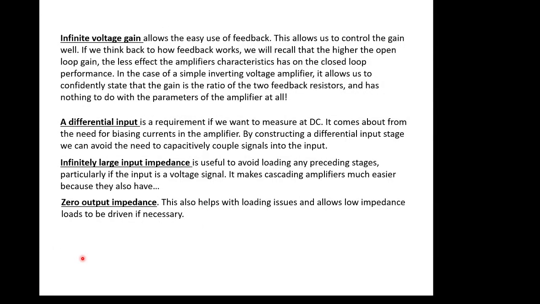So why do we want infinite voltage gain in an op-amp? It sounds like a very bad idea, really. But what it does is it allows easy use of feedback. And feedback is really helpful because it allows us to control the gain of a system really, really well. So if you think back to how feedback works, and I hope you remember this, the higher the open loop gain, the less effect the amplifier's characteristics have on the closed loop performance. So in a simple case then of an inverting voltage amplifier, a single op-amp amplifier, it doesn't matter what op-amp you use, you can make a controlled gain just by using two feedback resistors that you know the value of.